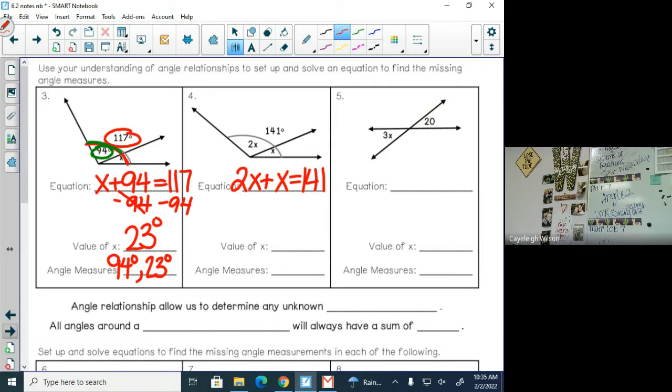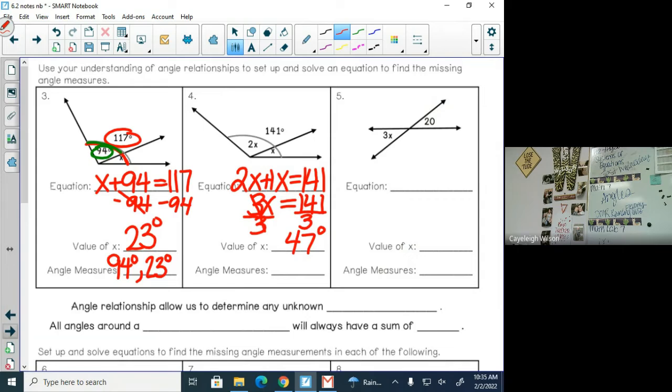So this goes back to our solving equation skills that we did in unit 4. So 2x plus x. Well, how many x's is that second one? 1. So that's 2x plus 1x, which is 3x. 2 plus 1 is 3, equals 141. And then what would I do to get x by itself? Divide by 3. 141 divided by 3 is 47, and I get 47.